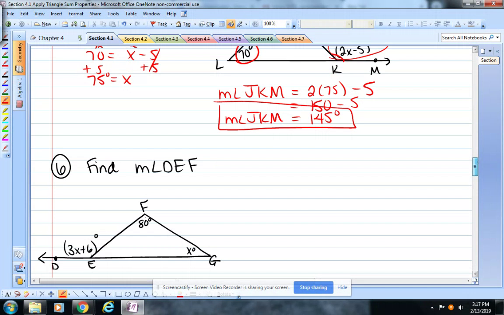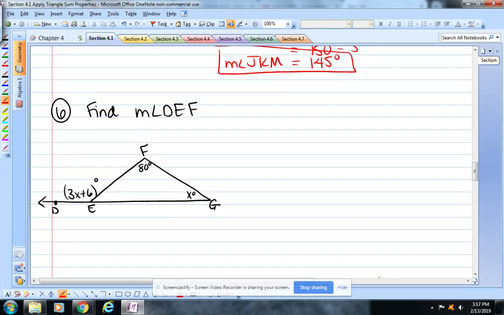All right, let's do another one. This time it wants me to find the measure of angle DEF. Angle DEF is the exterior angle of that triangle. So I can add the two interior angles that are non-adjacent to that exterior angle. So I can add the measure of angle F and angle G and set that equal to 3x plus 6.